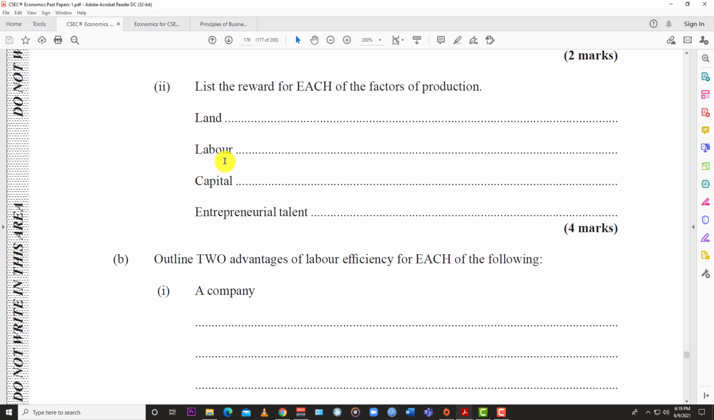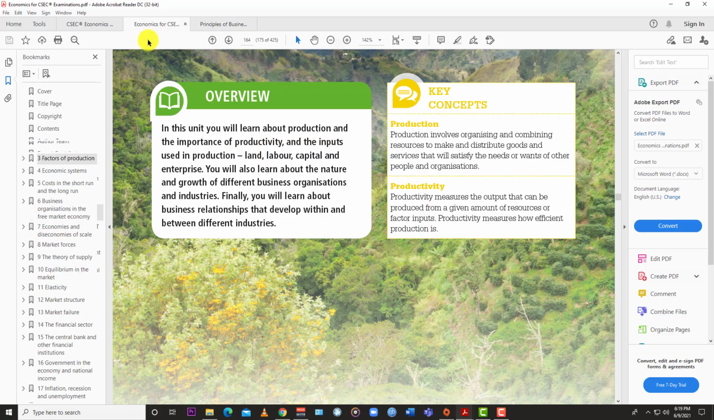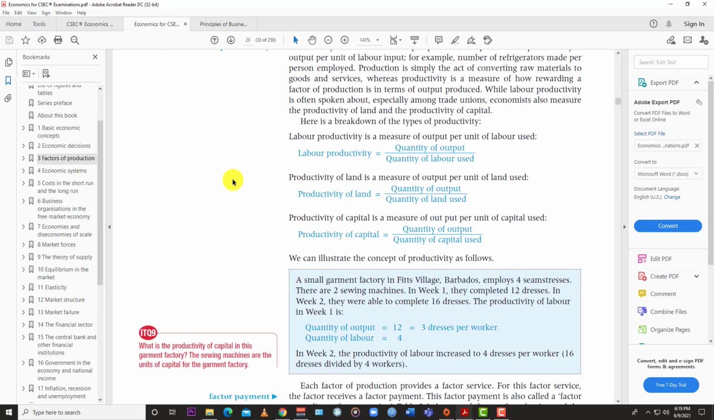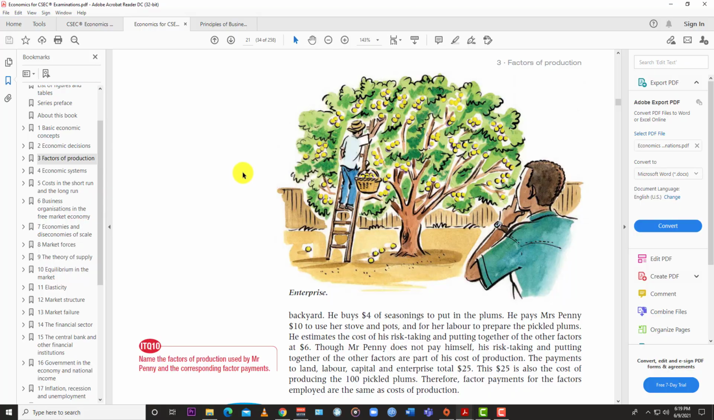Then they said, list the rewards for each of the factors of production: land, labor, capital, entrepreneurship, entrepreneurial talent. Well, I keep changing this thing. First it was management, then it was entrepreneurship, then it was enterprise, now it was entrepreneurial talent. Okay, all of them are the same thing. So the textbook has it outlined nicely in this table, so we don't have to look too far for that one. So here we go.